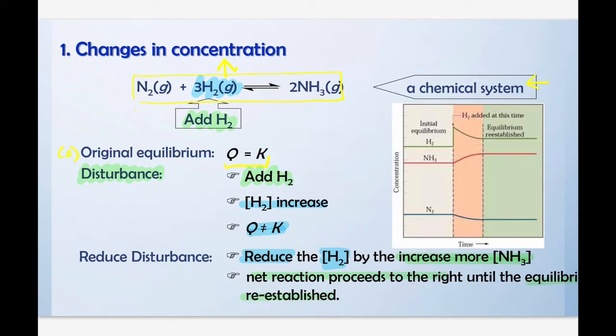Okay, daripada segi penerangan grafik di sana, kalau kamu lihat pada awalnya sistem berada dalam keadaan equilibrium, and then hydrogen is being added to the system, causing a disturbance happen. So net reaction will happen to reduce the disturbance. Okay, so concentration of hydrogen will decrease, concentration of nitrogen also decrease, and also concentration of ammonia will increase until the equilibrium is being re-established.